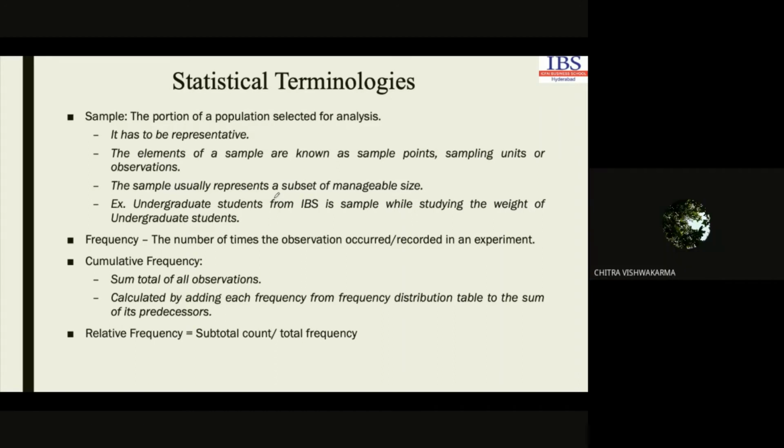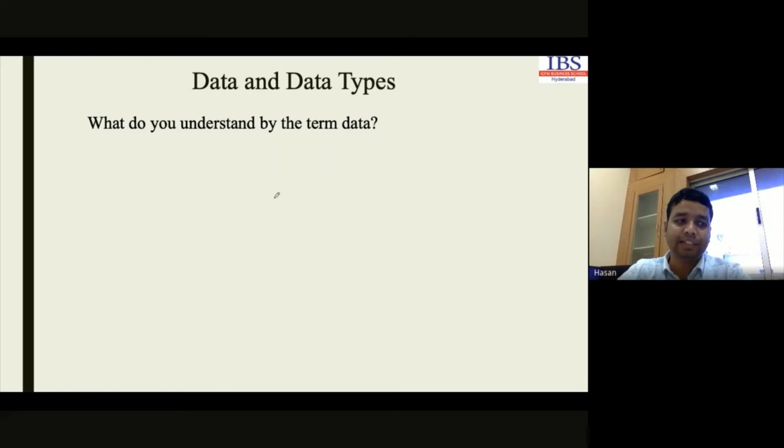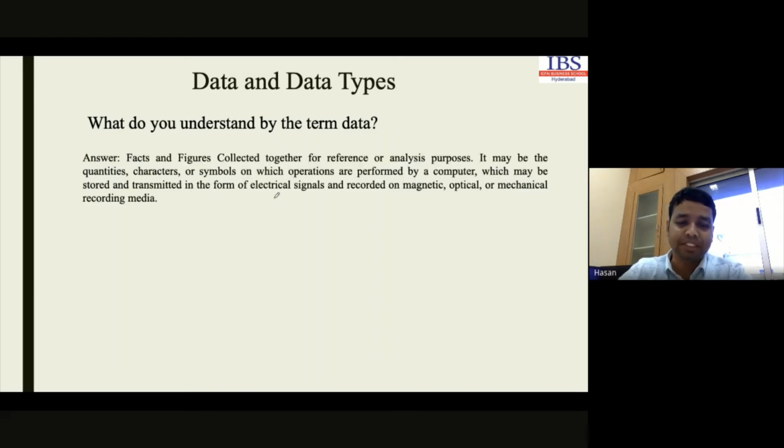Done. So our next one is data and data types. You already understand data, facts and figures. Here is a bigger definition I mentioned: this is the facts and figures collected together for reference or analysis purposes. It may be quantities, characteristics, or symbols on which operations are performed. I already explained. Symbols may indicate M or F for male, female. Quantities indicate age, 50 years, 55 years, 60 years, like this. Characteristics indicate other things, different character parameters.